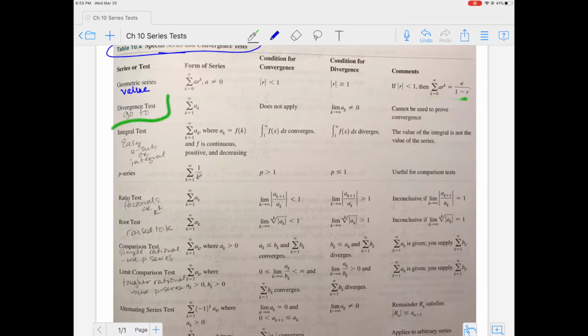Okay? Divergence test is your go-to test. I have it written here also. I'm going to put it in blue as well. This is your go-to test. All right? So, if you cannot determine convergence from this, it does not apply. If your limit does not equal 0, then you know it diverges and you're done.